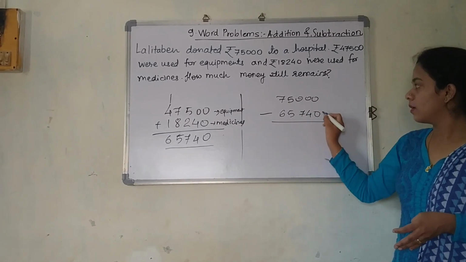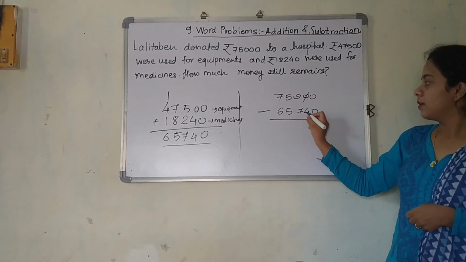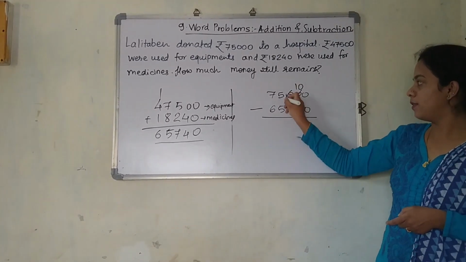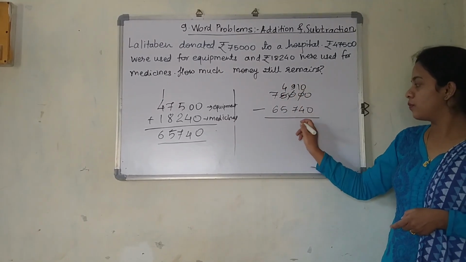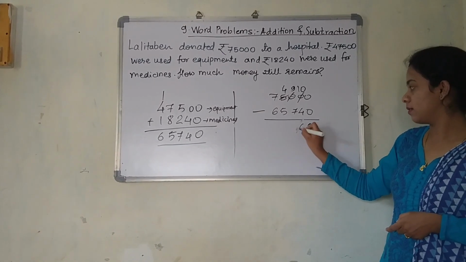65,740. So 0 minus 0 is what? 0. 0 minus 4 is not possible. So what will I do? I will make this 10 and this 9, and this I will make 4. So 10 minus 4 is 5. Sorry, 10 minus 4 is 6.